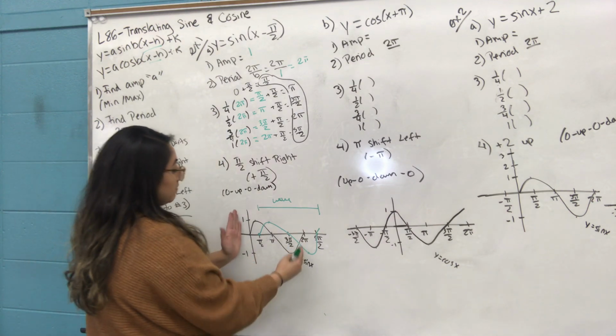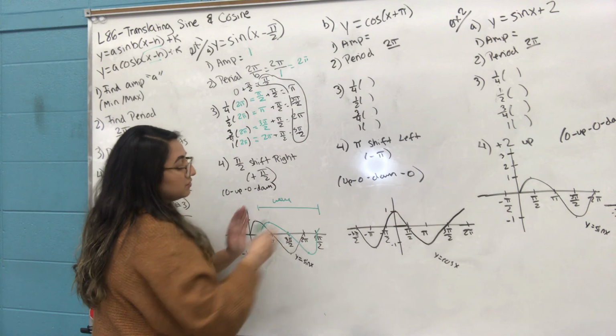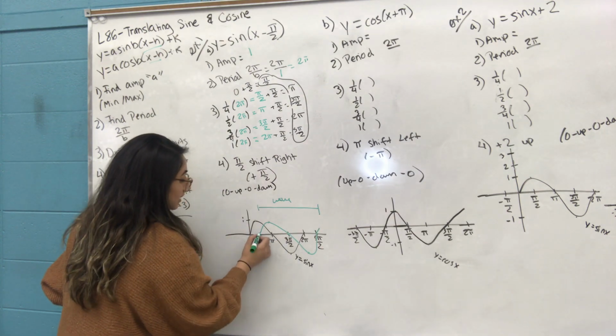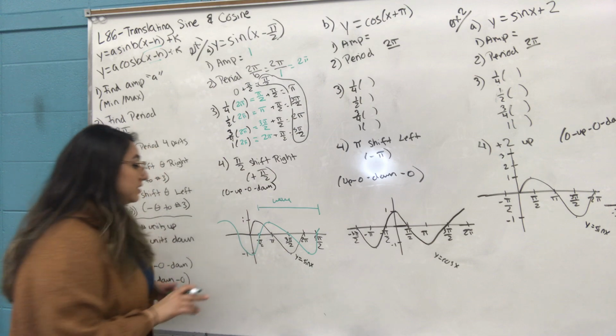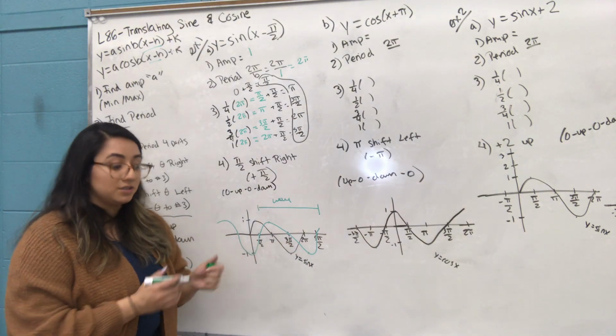So instead of the normal wave being from 0 to 2π radians, it's from π over 2 to 5π over 2. I could keep on going with this, but it's like that. And that would be your graph. So it's the main portion right there where the green is.